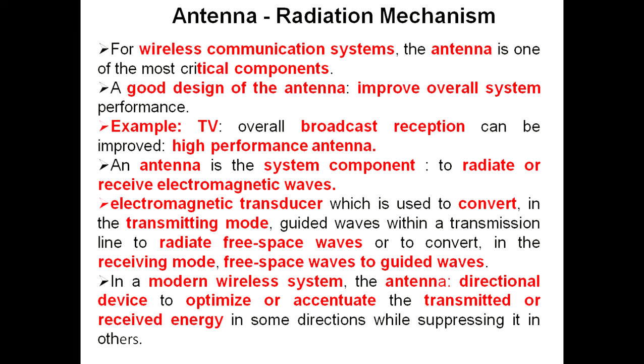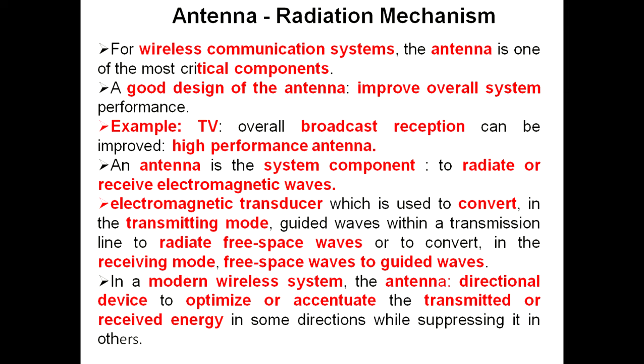For wireless communication, the critical component is the antenna, and its main function is to radiate. A good antenna design improves overall performance. For example, in TV reception, broadcast reception has to be improved with a high performance antenna. The antenna is a system component used to radiate or receive electromagnetic waves. It is also called an electromagnetic transducer, which converts an electrical wave to an electromagnetic wave in transmission mode, and an electromagnetic wave to an electrical wave in receiver mode.